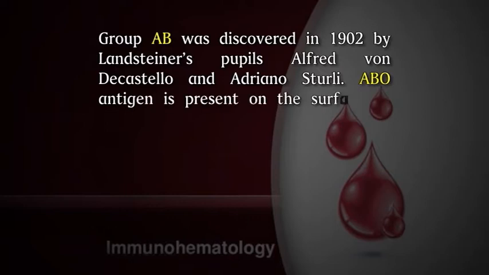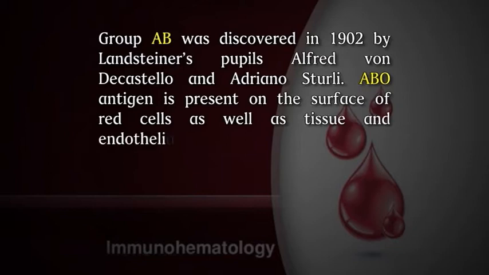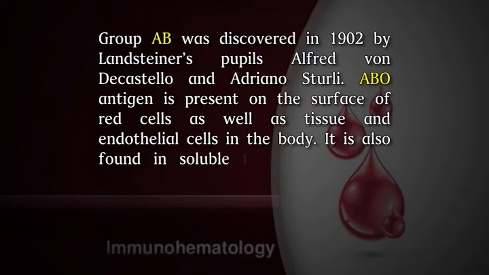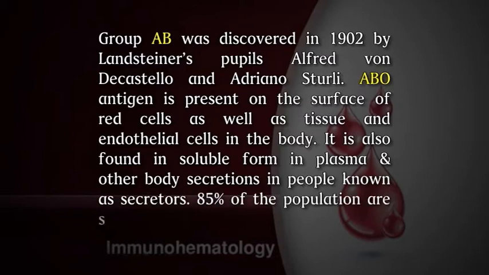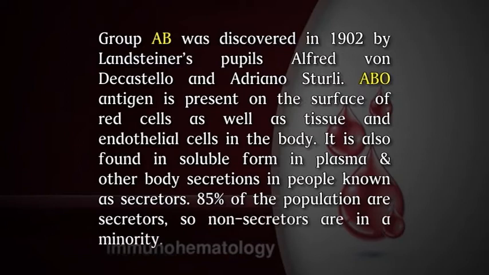ABO antigen is present on the surface of red cells as well as tissue and endothelial cells in the body. It is also found in soluble form in plasma and other body secretions in people known as secretors. 85% of the population are secretors, so non-secretors are in a minority.